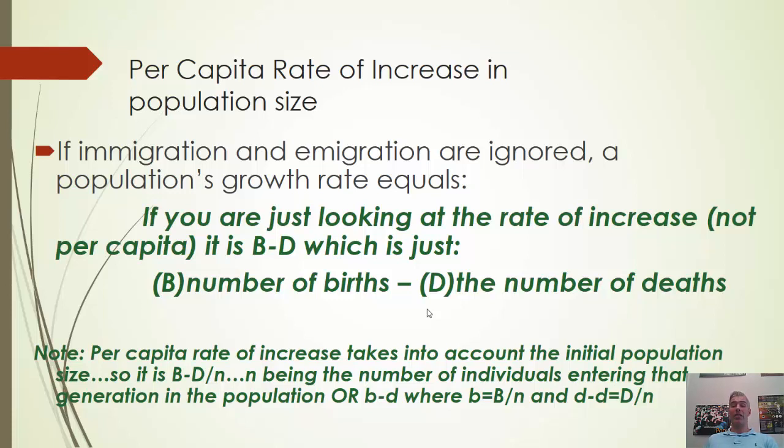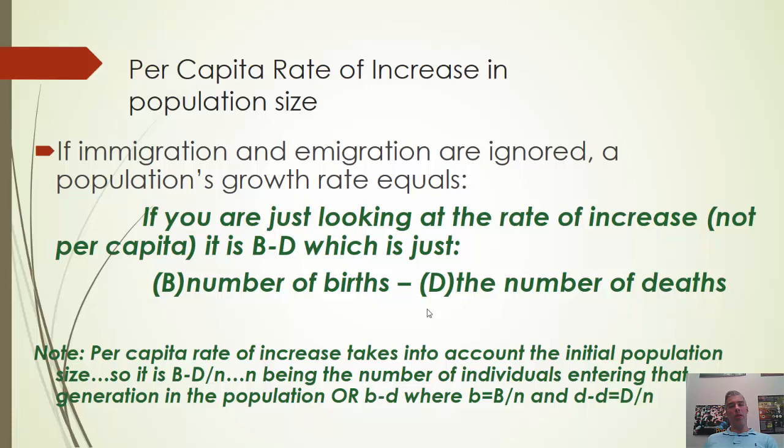That does not take into account per capita, and I'll explain that in a minute. If you take the number of births minus the number of deaths and it's a positive number, that means the population is increasing by that number of individuals. If it's a negative number, the population is decreasing by that number of individuals. More births, increasing. More deaths than births, decreasing.